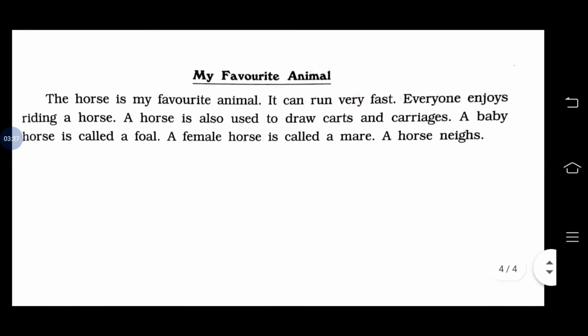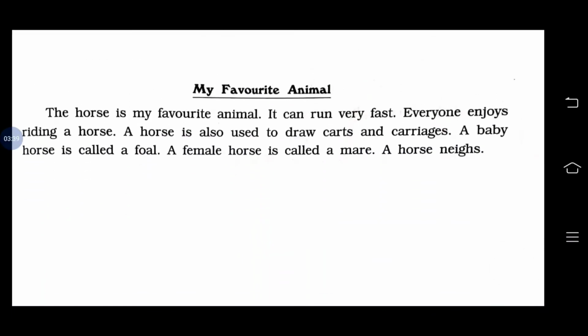Let's see one paragraph: My favorite animal. The horse is my favorite animal. It can run very fast. Everyone enjoys riding a horse. A horse is also used to draw carts and carriages. A baby horse is called a foal. A female horse is called a mare. Okay? Students, once again we repeat it.